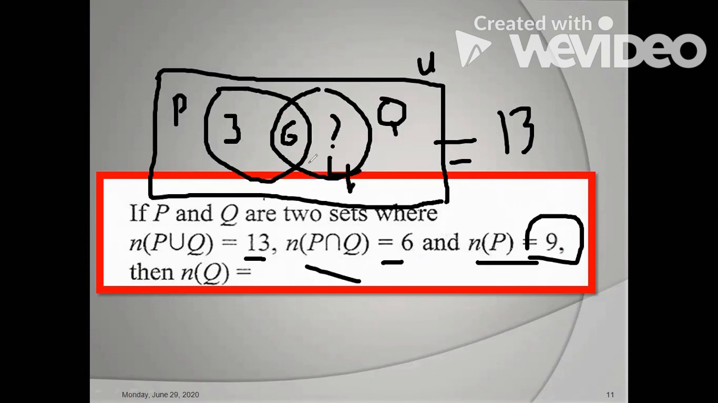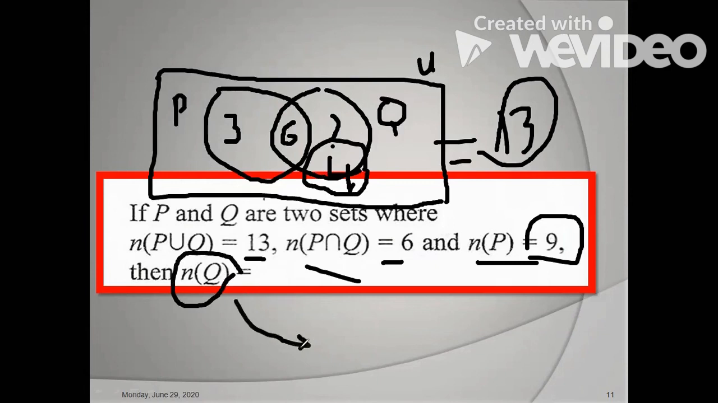Let's add it now. 4 plus 6 is 10. 10 plus 3 is 13. So what's our answer? Well, the answer is not 4. What does the question ask us? Sorry, what's the total number of members in set Q? It will be 6 plus 4, and we get 10.